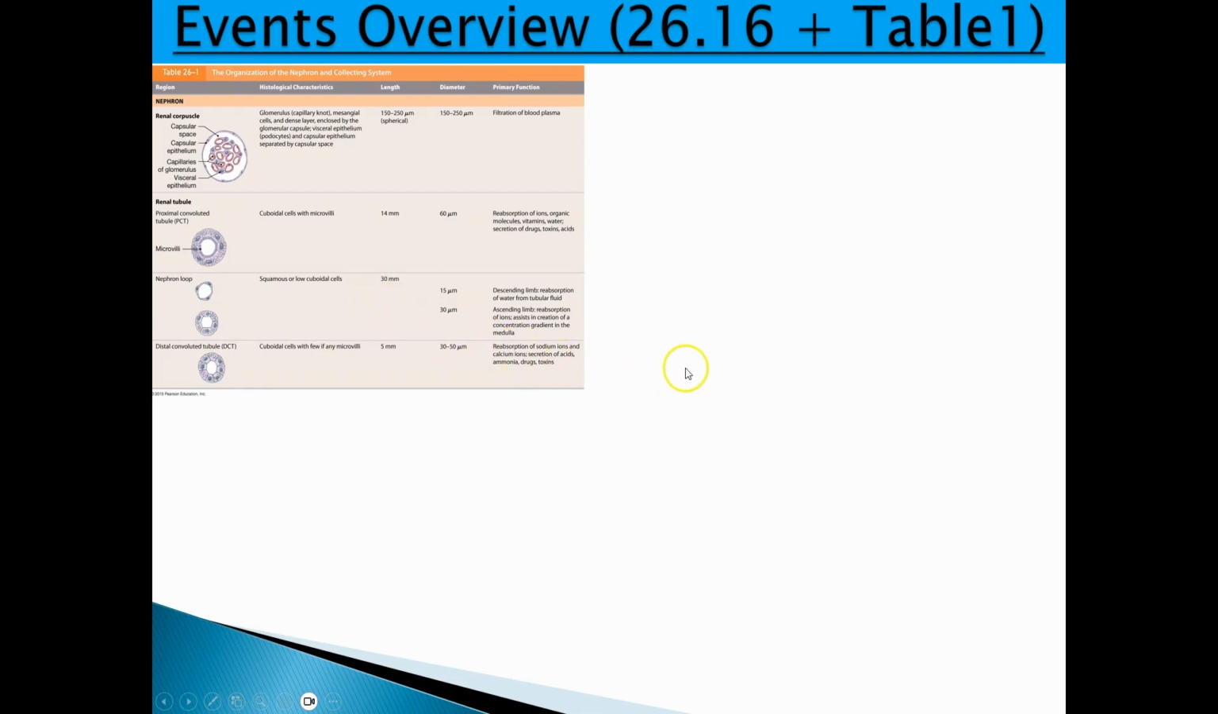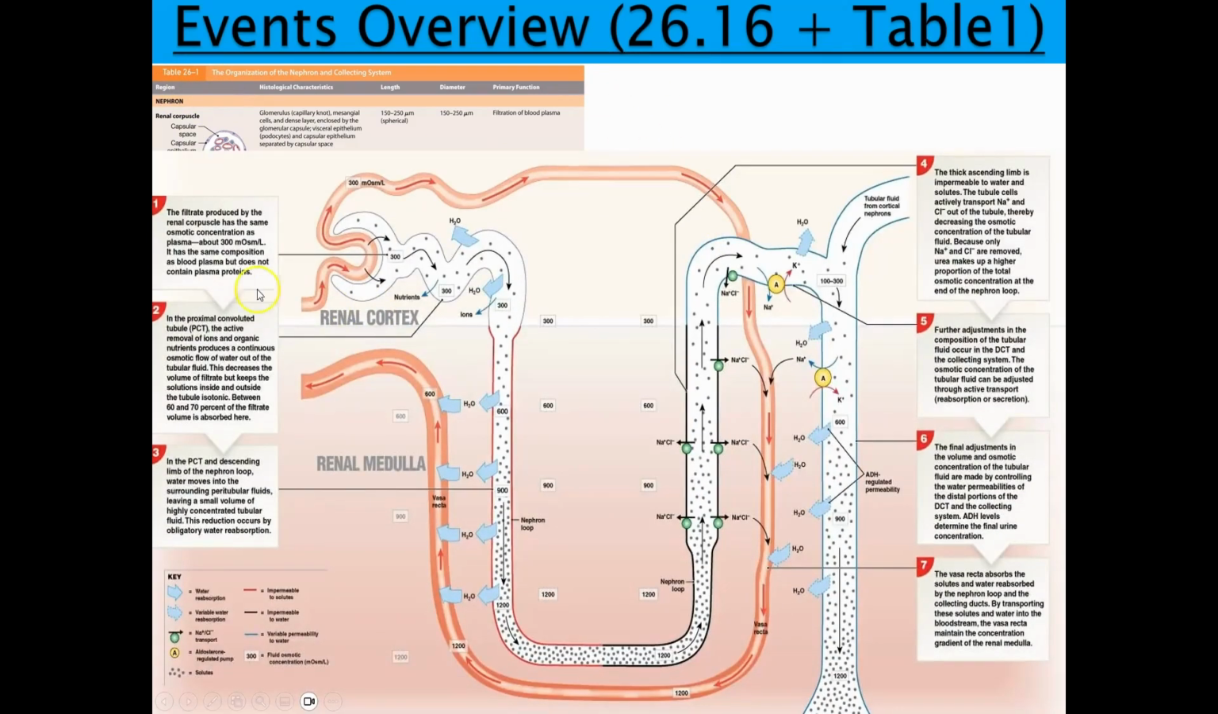The other big figure, so this is actually table 26-1. The figure that overviews all the events is right here, and you can see what's going on here, and they try to relate it to the osmolarity along the way. It's not something that I get too caught up on relating this to the blood concentration, so don't worry too much about those numbers, but if you want to see what's going on, this is a really great figure, and notice as this goes down, notice the vasa recta is pulling things away.